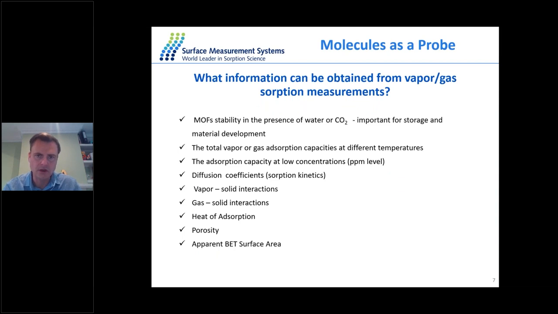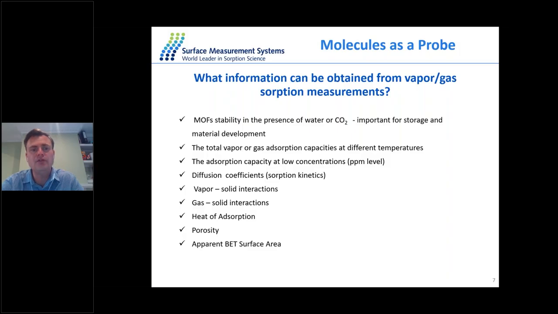So the question is, what can we actually learn from these vapor and gas absorption measurements? One of the most important answers from these measurements is the stability of the MOFs in the presence of water or CO2. It was demonstrated by several researchers, let's say from Georgia Tech, and also by Stefan Gaskell, that the stability of MOFs is critical for the development or storage of these materials, because some of the MOFs collapse when they are exposed to water, or some of the MOFs actually change structure chemically when they are exposed to a small amount of CO2, let's say from the air.